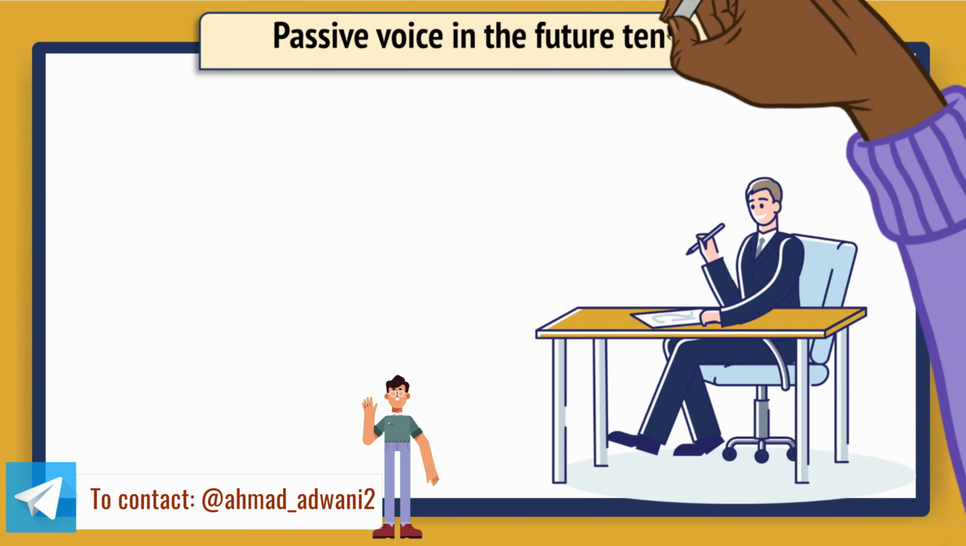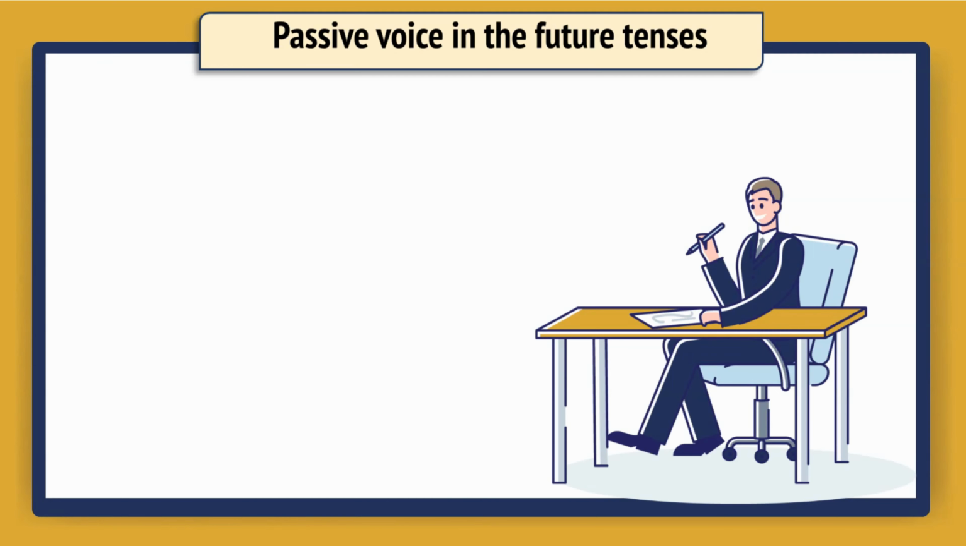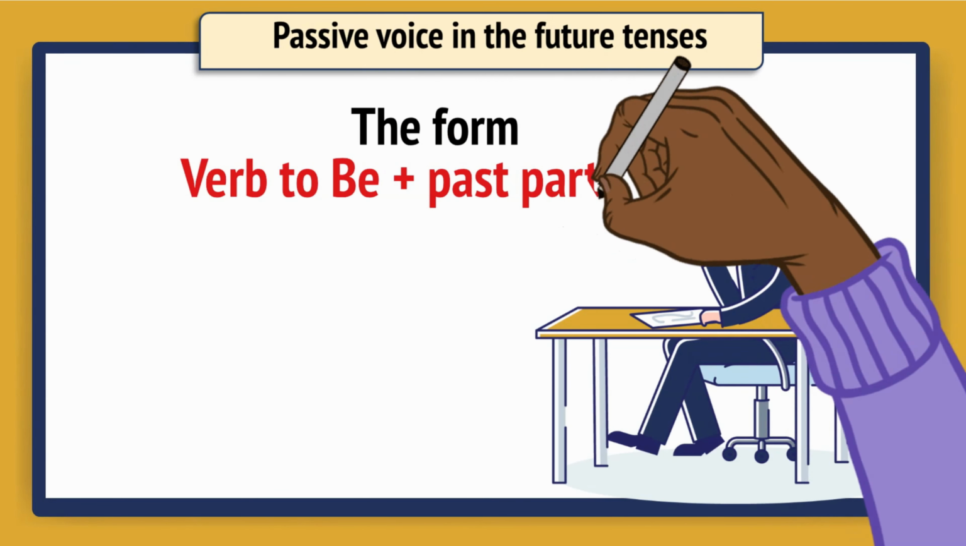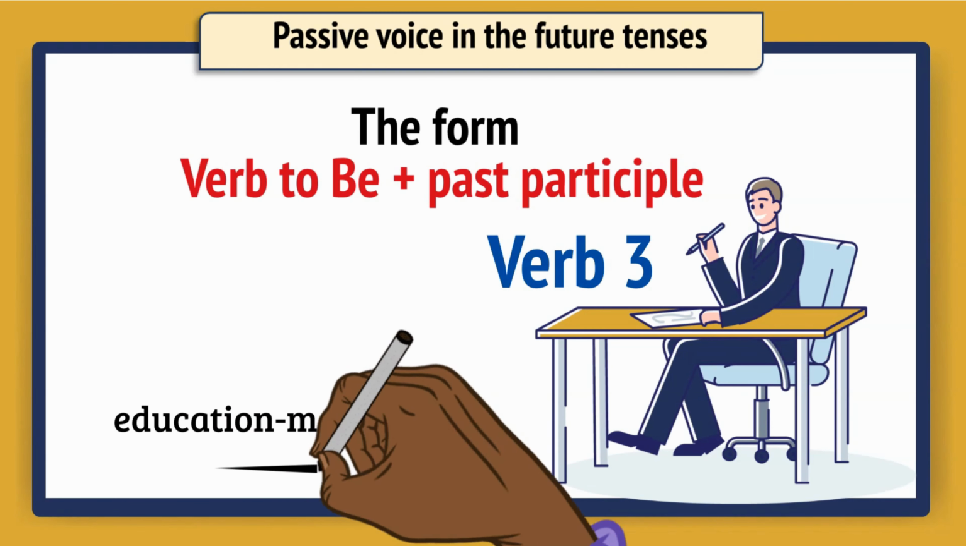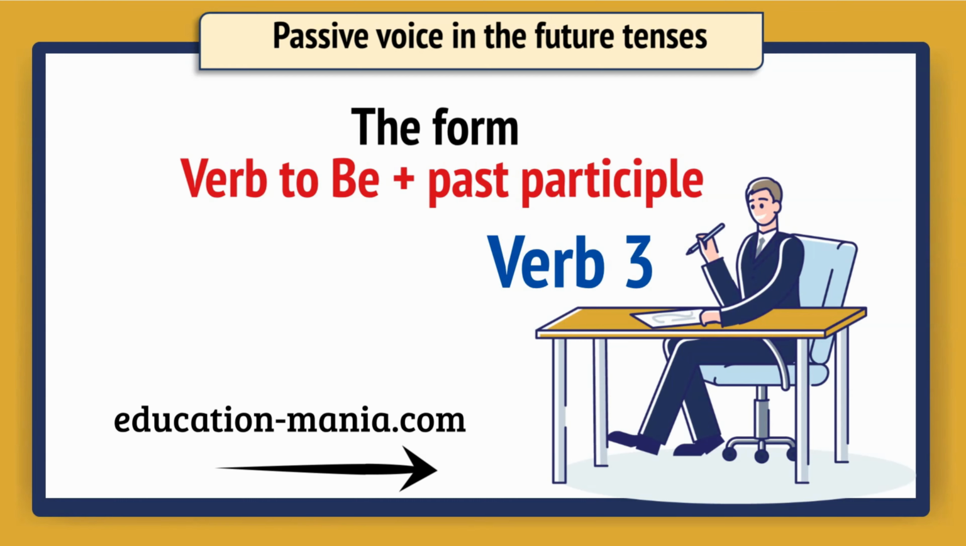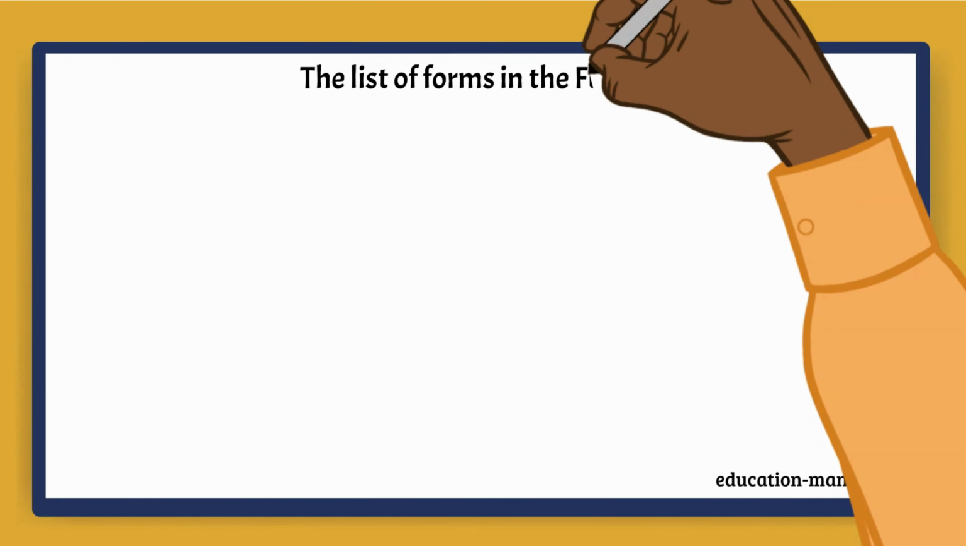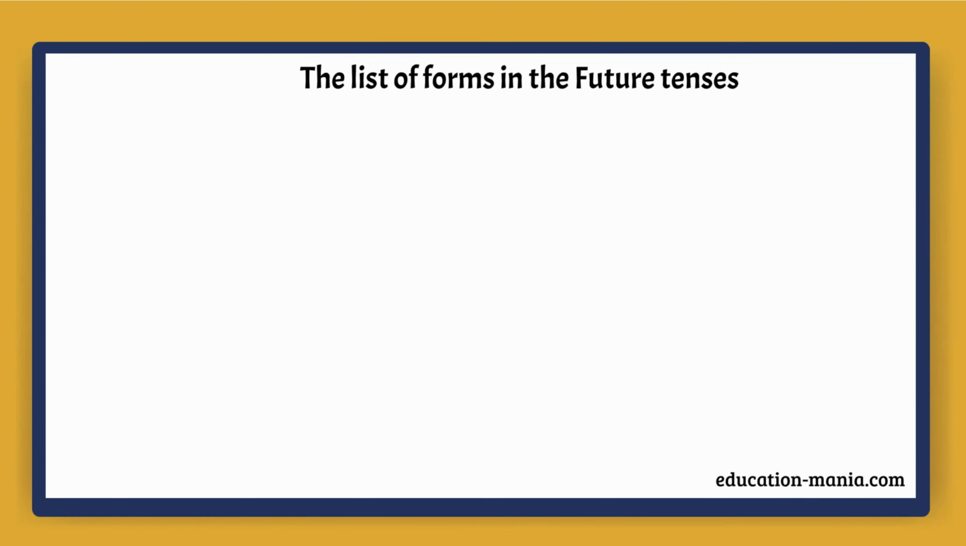Passive voice 3 with future tenses. The form: to be plus past participle, verb 3. The list of forms in the future tenses.